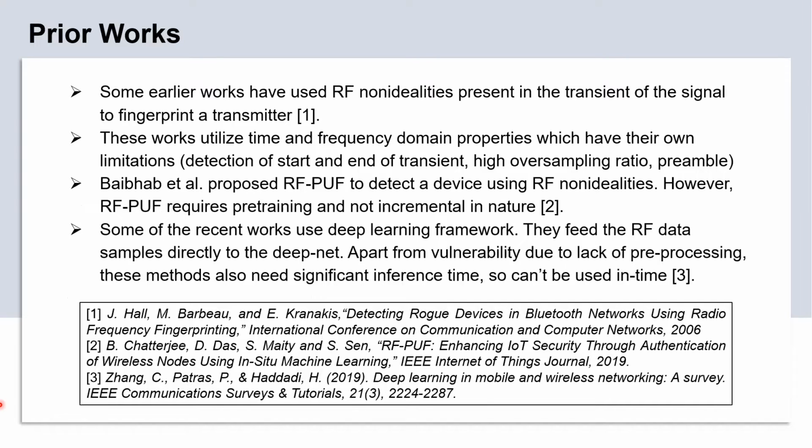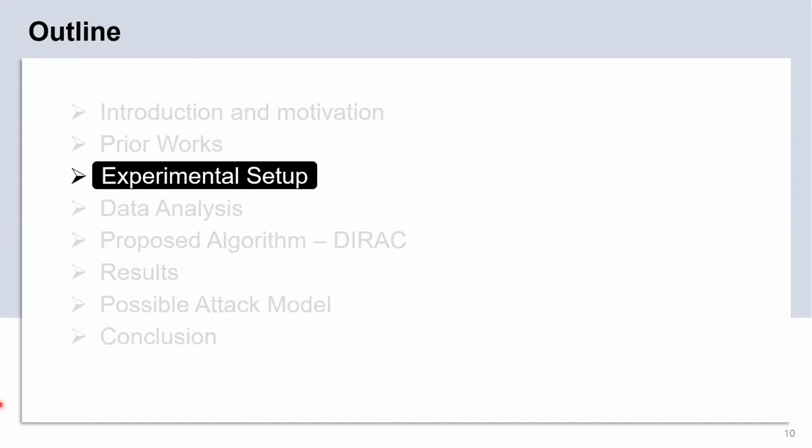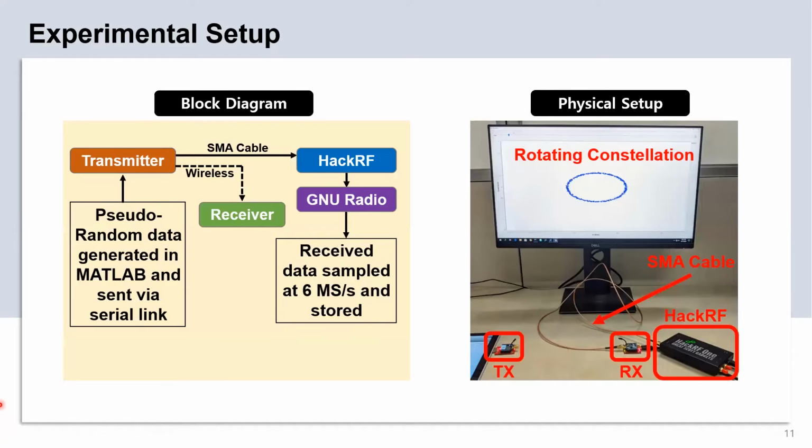Proposed RF-Puff and to detect a device using RF non-idealities. However, it requires pre-training and is not incremental in nature. Some recent works use deep learning-based frameworks with raw data samples. They lack pre-processing and have high inference time. Okay, so now let's move on to our experimental setup.